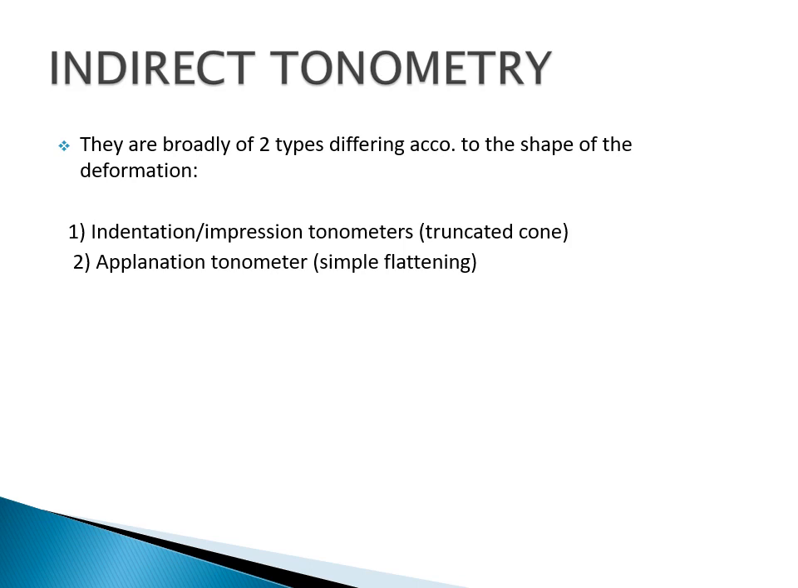The indirect tonometry is broadly divided into two types according to the shape of the deformation. First is indentation or impression tonometers. In this, the shape of deformation is like a truncated cone. Second is applanation tonometer, where flattening of the cornea is noted.